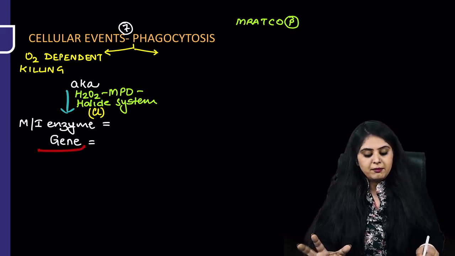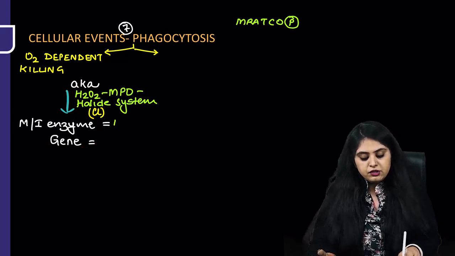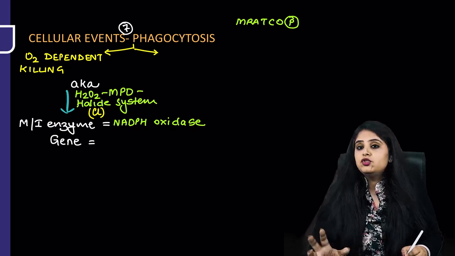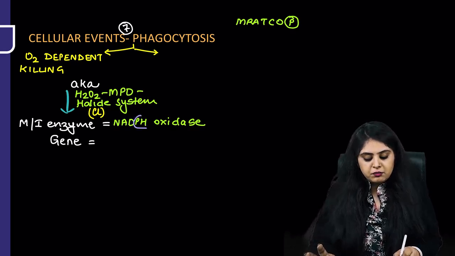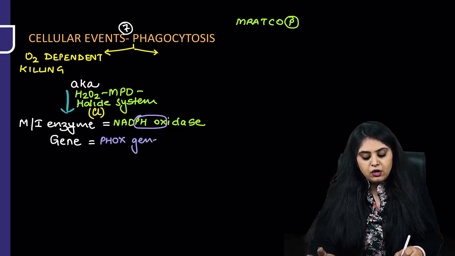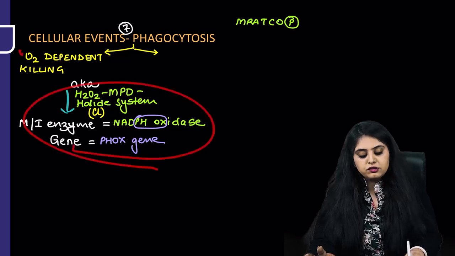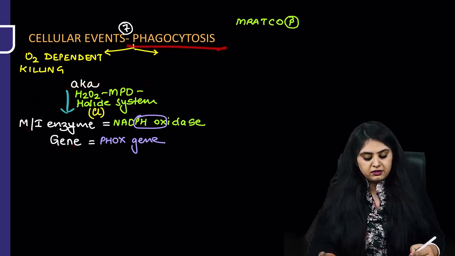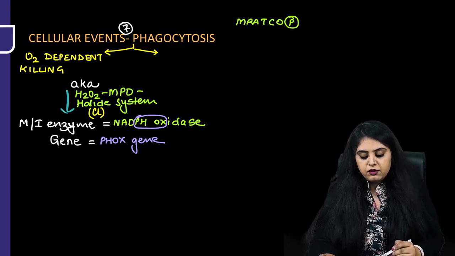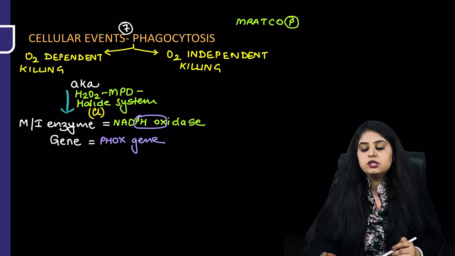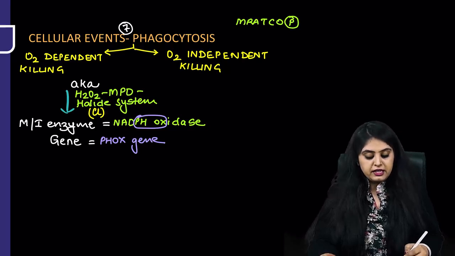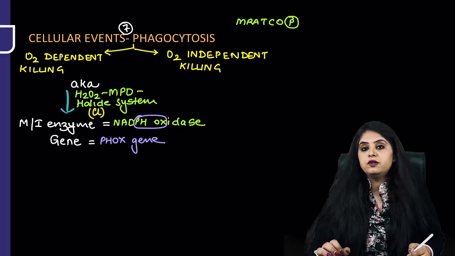But along with that, ma'am, I need one enzyme also. Which is the most important enzyme that you need? That is going to be NADPH oxidase. And if I want to give you a quick brief over here, which gene makes NADPH oxidase? It is the PHOX gene. It is under the control of the PHOX gene. All of this could take place only if oxygen was present. This is the oxygen dependent pathway of killing, because the other pathway of killing is going to be the oxygen independent pathway, where there is no oxygen present, and then you will be using it.